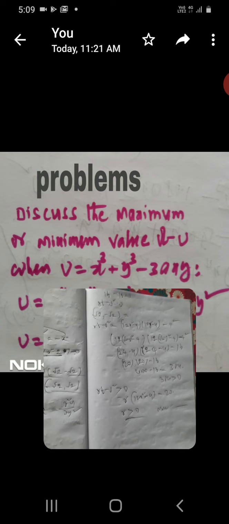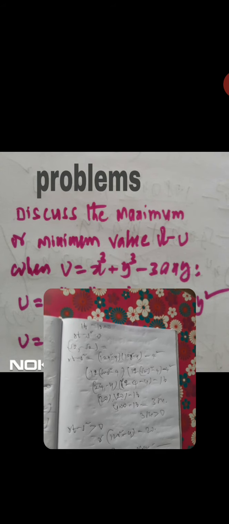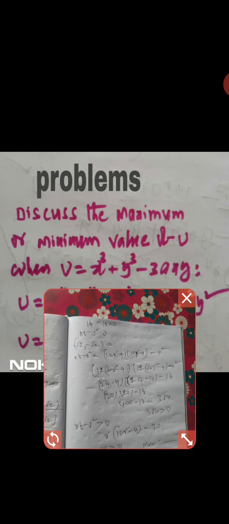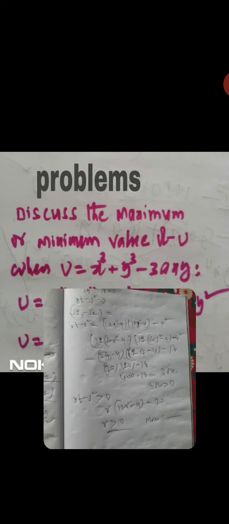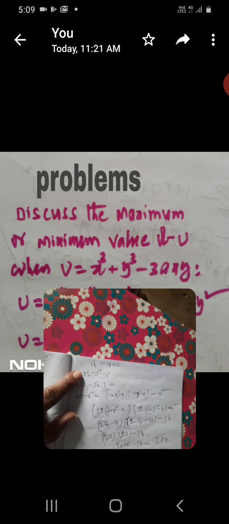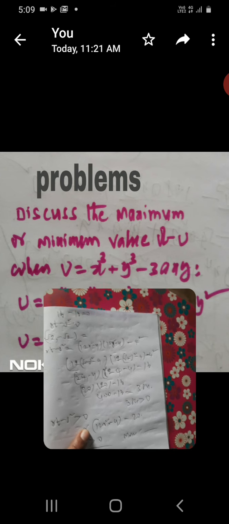This is our problem. Now the next one is the same kind of problem; you follow the same 6 steps. First, find dou u by dou x and dou u by dou y, equate them to 0, and solve for x and y values. You get the points. Again find the second order partial derivatives R, S, T: R is dou square u by dou x square, S is dou square u by dou x dou y, and T is dou square u by dou y square. First you find RT minus S square. Is it positive, negative, or equal to 0? If it equals 0, we cannot decide. If positive, it depends on R: if R is positive it is a minimum, and if R is negative it is a maximum.